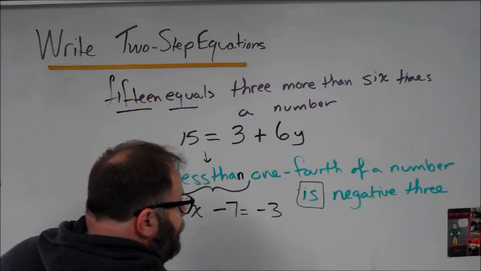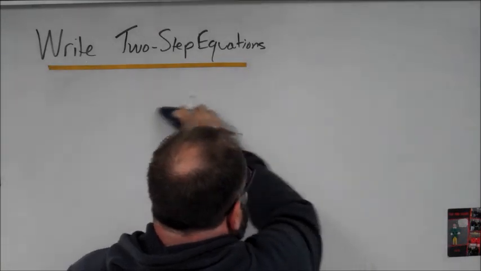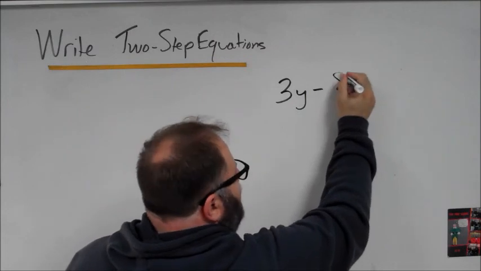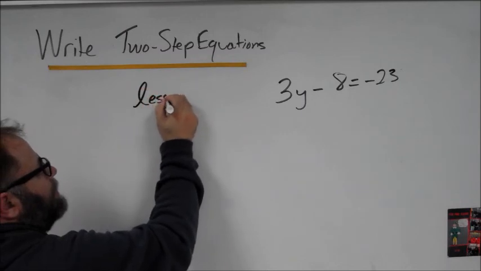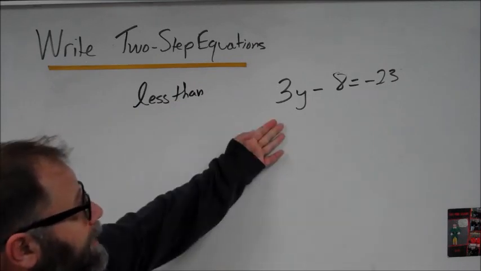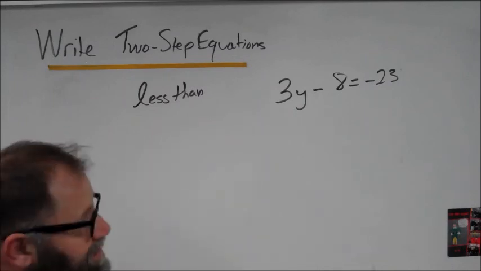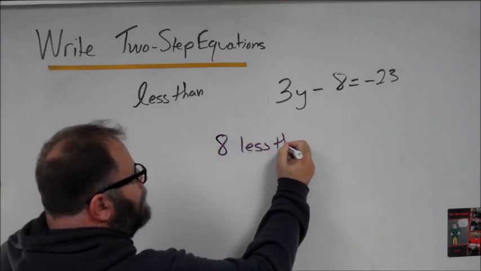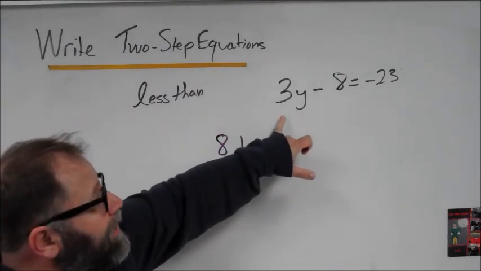Let's do it in the reverse then. So I have an example. Can we write the words from an equation? That equation is going to be 3y minus 8 equals -23. And my goal here is let's actually use less than in this example. I have 3y minus 8 equals -23. So if I were to write this out, I would start here and say 8 less than, so I'm going to take 8 away from something, it's this.